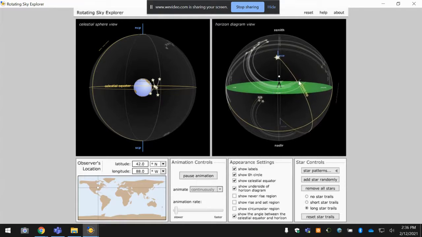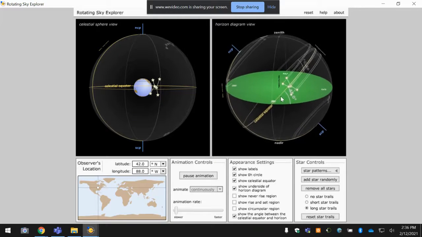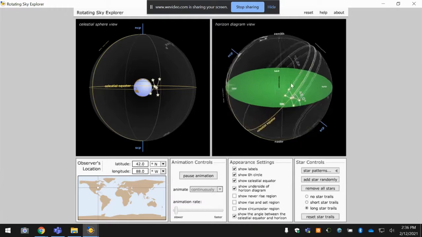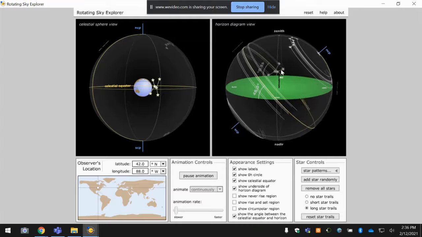The next one, looking towards the east, we see that the constellations are going to move up and to the right. And facing west, the constellations are going to be moving down and to the right. And these are in Geneva.